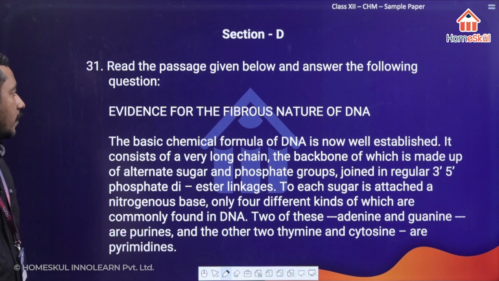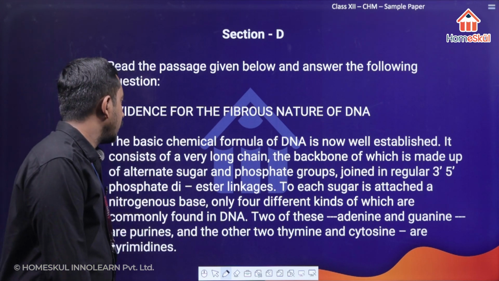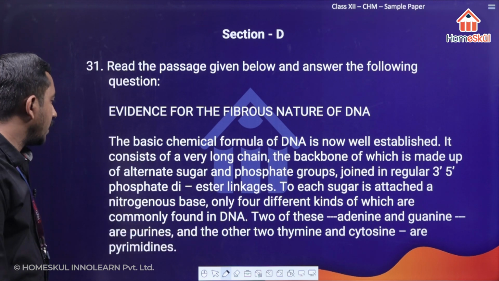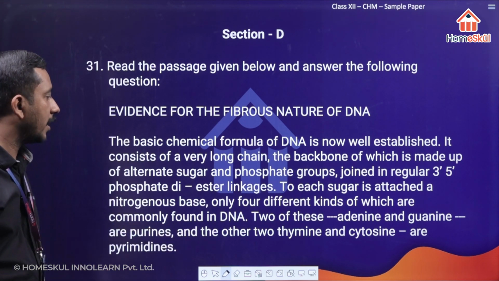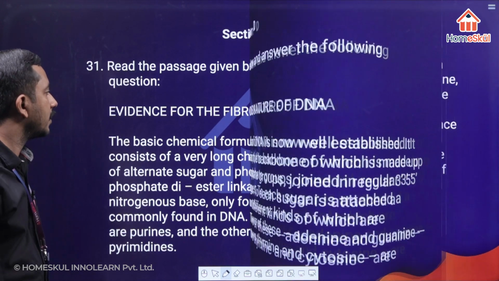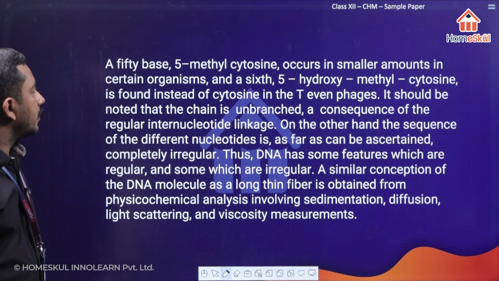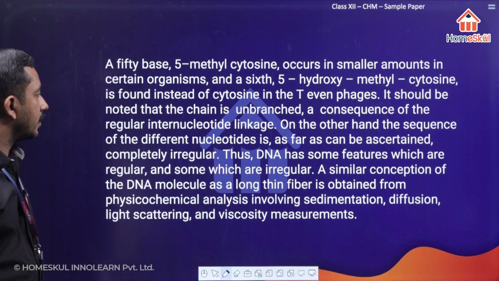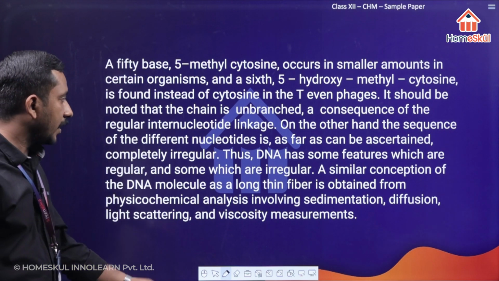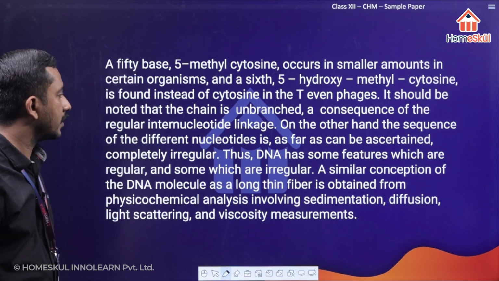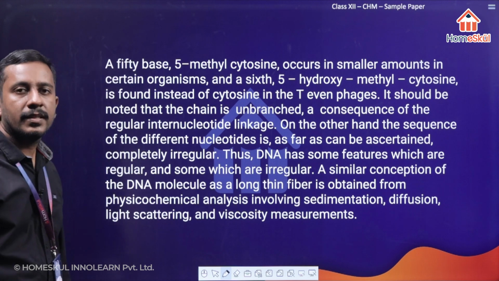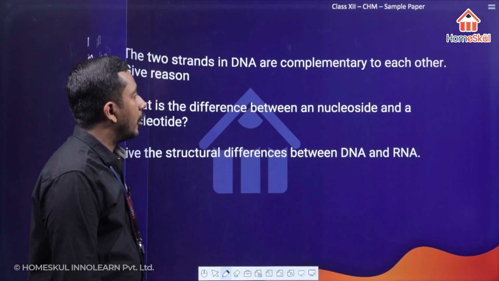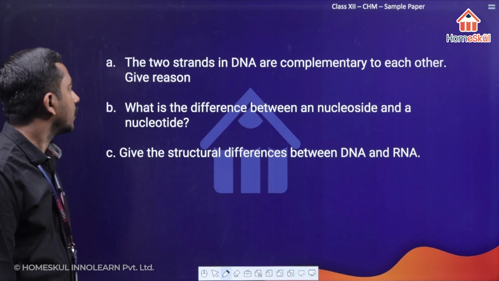Right? So, the first passage that is about the evidence for the fibrous nature of DNA, that says a lot about DNA. The types of bases that are present. We have both purine and pyrimidine bases. And it also says about a 5th base, that is 5-methyl cytosine, that occurs in certain organisms. And DNA has some features which are regular and some features are irregular. And the whole passage is about the DNA. So let us take a look at the questions that have been asked.